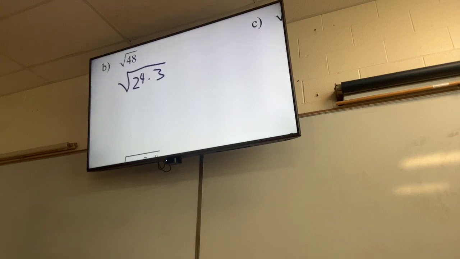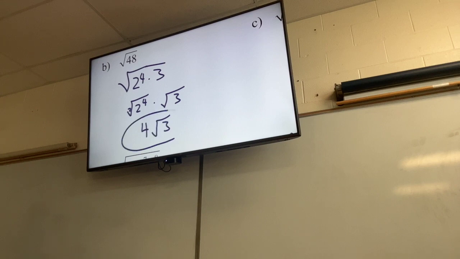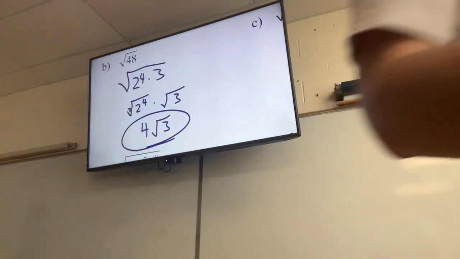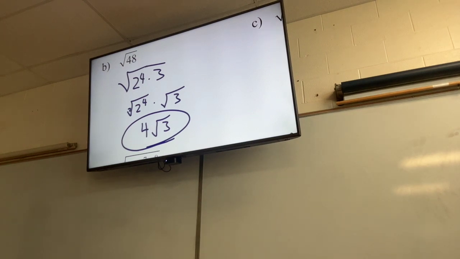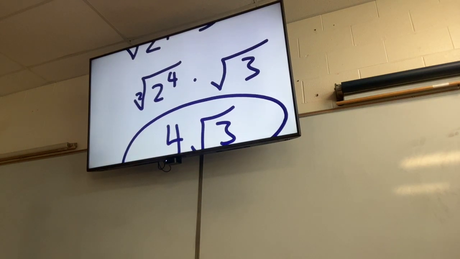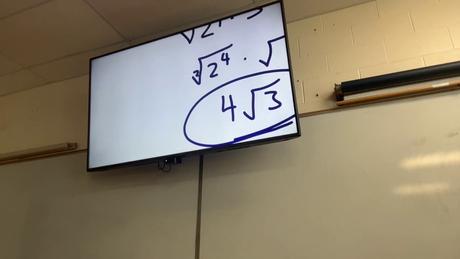Let's break that up. So that becomes the square root of 2 to the 4th times the square root of 3. We can always break up our radicals. What's the square root of 2 to the 4th? It's 2 to the 4 over 2, so 2 squared, which is 4. If you do that in your head instantly, awesome. We divide the exponent.